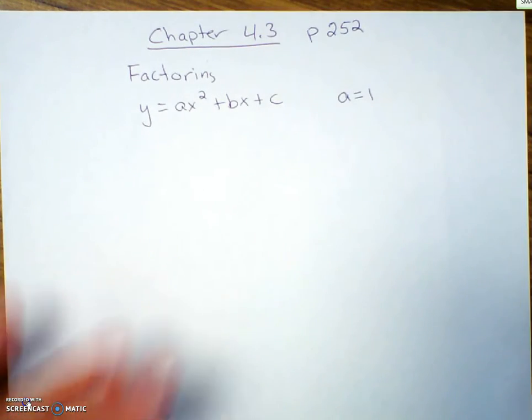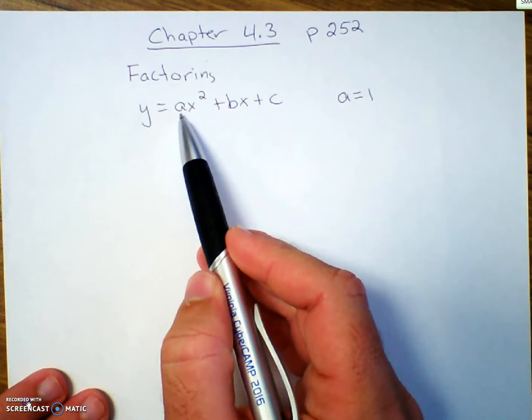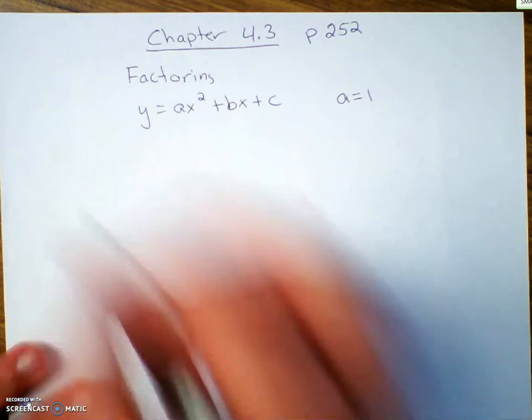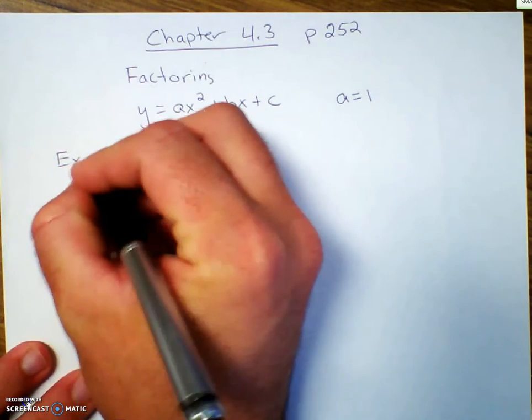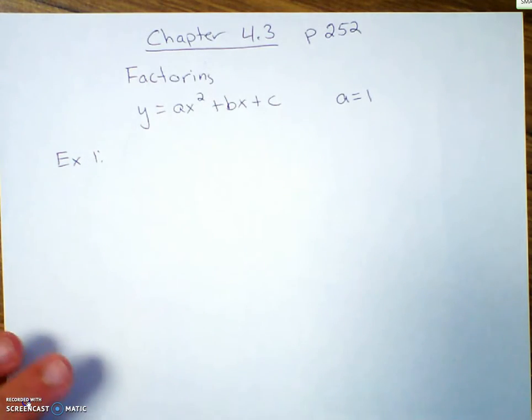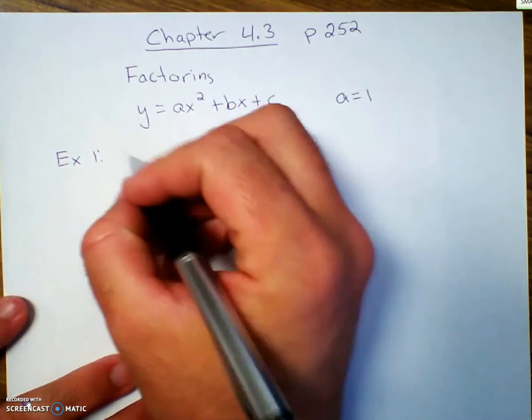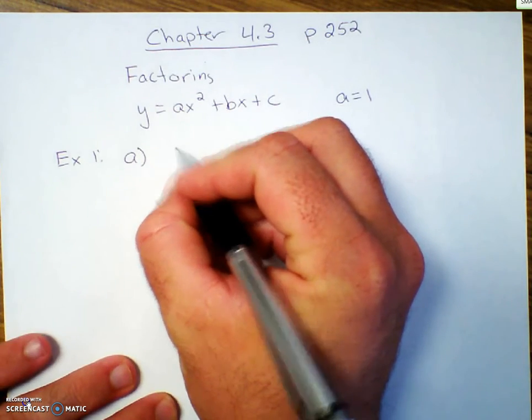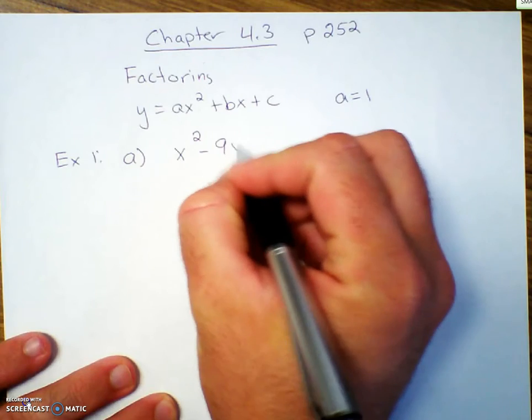When we get to the next section, we may have other values for a like 5, 2, 3, whatever. But right now, there's not going to be a number in front of this x squared. So let's go ahead and look at example 1. Example 1 says to factor, there's actually a couple of examples here. It says to factor x squared minus 9x plus 20.